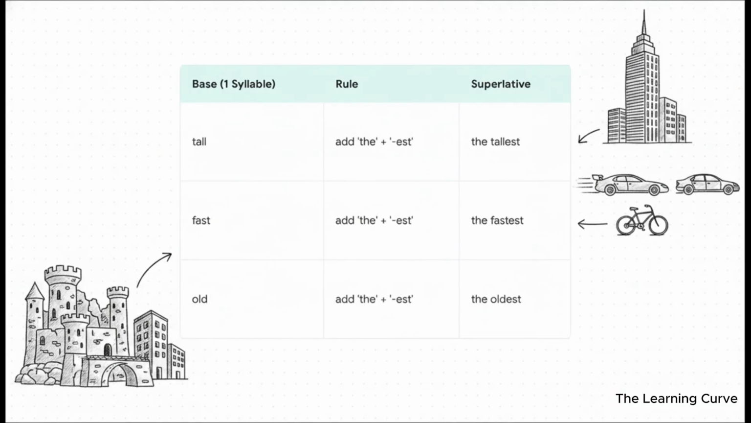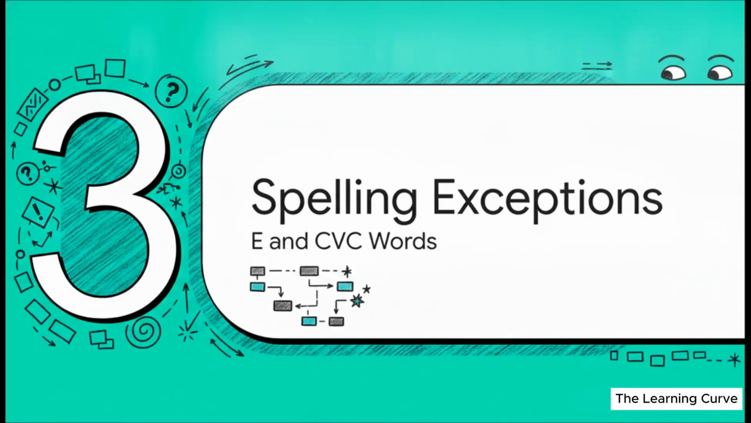Section 2, the short adjective rule, the baseline formula. Okay, so here's our standard blueprint for short adjectives, meaning words with just one single syllable or sound. The rule here is incredibly straightforward. You just add the before the word and tack on an est to the end. So tall becomes the tallest boy in the class. Fast shifts gear into the fastest car on the track. And old turns into the oldest building in the city. You're literally just sandwiching your base adjective right between the and est. Makes sense, right?